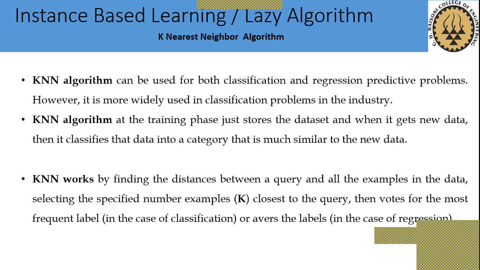The KNN algorithm works by finding the distance between the query and all the examples in the data set. So whatever query you ask, the KNN algorithm finds the distance of your query point to the other elements in your data set by calculating the distance between the points. Then it selects the specific number of examples closest to the query, then votes for the most frequent label, or averages the labels in case of regression.